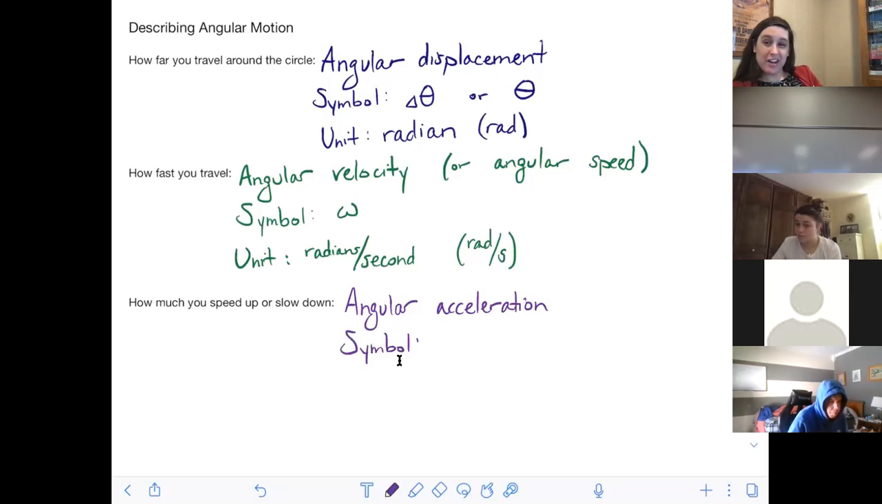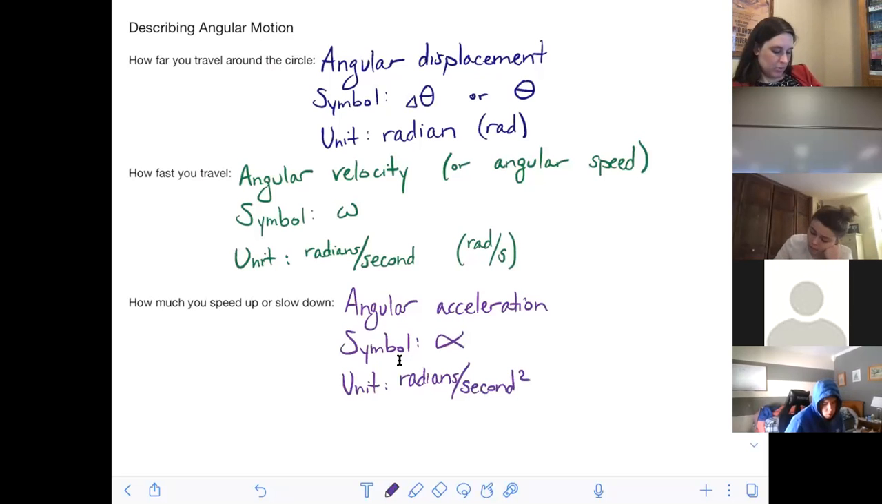And we will use another Greek letter. We will use the Greek letter alpha to symbolize angular acceleration. Kind of looks like a fish. And we will use the unit radians per second squared, which can also be written as rad per second squared.